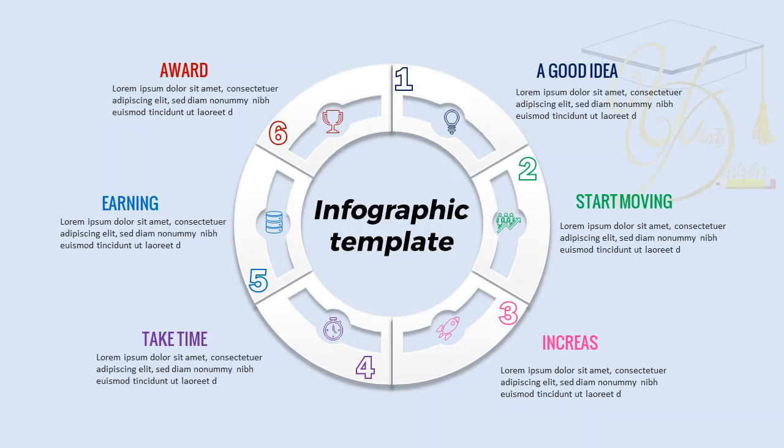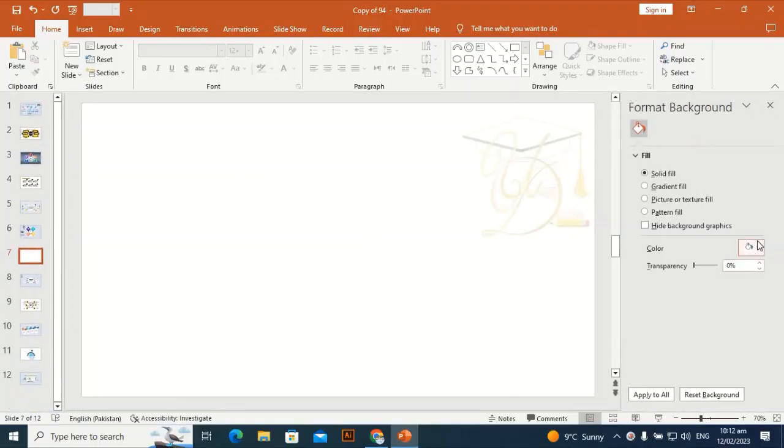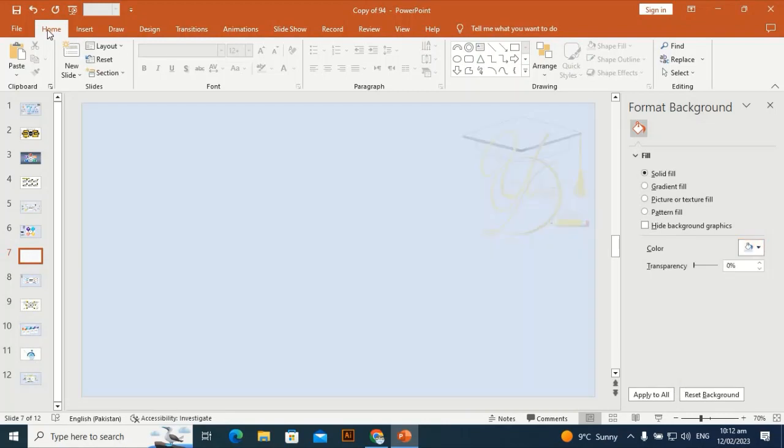I came back with another beautiful circular design. In this design, I'm using some keys during the design. You can see these keys at the below bar. Follow these keys and watch the video till the end. Go to format background. I'm going to give it some different color.